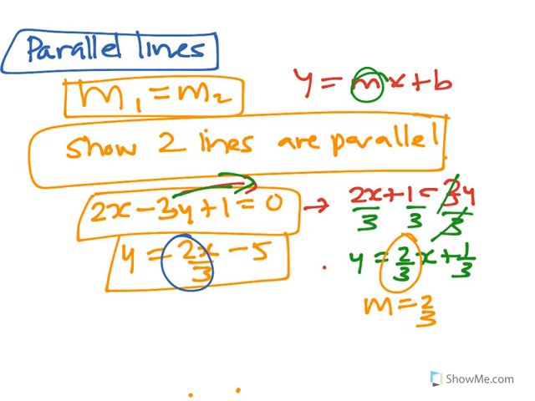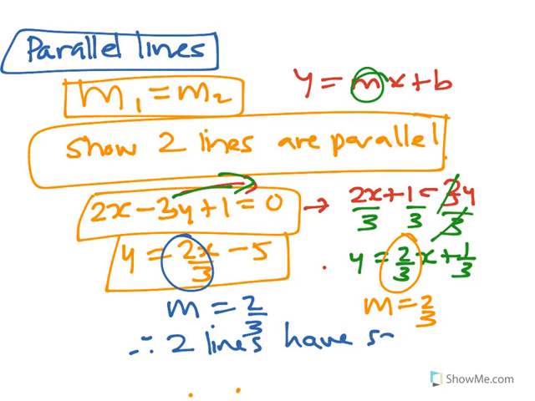And if you look at this one here, the gradient is 2/3. Therefore, the two lines have the same gradient. Therefore, they are parallel.